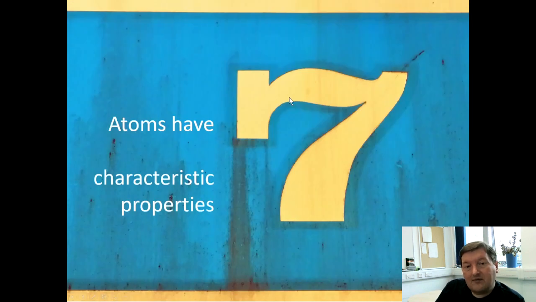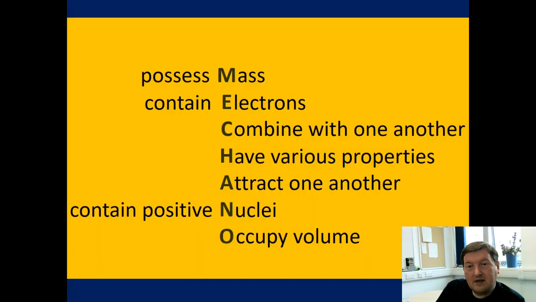So atoms have 7 different characteristic properties, and I've listed them here. For a bit of fun, or to help memorize it perhaps, I've written it out as Meccano, something I used to enjoy as a kid. So they possess mass. All atoms have mass, as we've talked about. They contain electrons. They combine with one another, so atoms combine with one another to produce molecules. And they have various properties, as we will see as we go throughout this course.